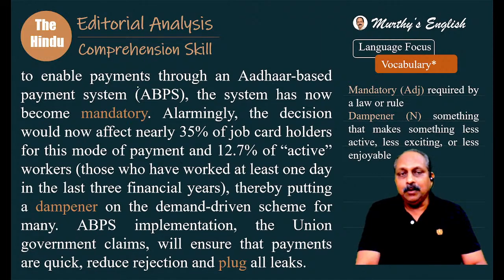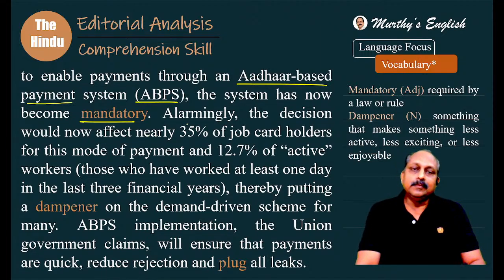To enable, why did they demand that? To enable payments through an Aadhaar based payment system. This is also about Aadhaar seeding and also about a particular system. What is that system? Aadhaar based payment system. To enable payments through an Aadhaar based payment system, the system has now become mandatory. Now, this system is mandatory, means what? Compulsory, obligatory, required by a law or rule.